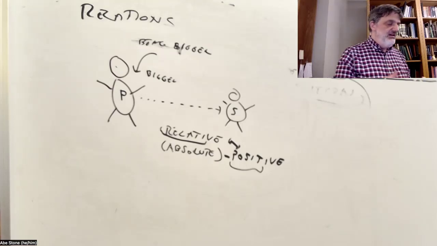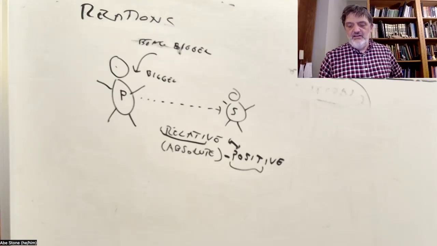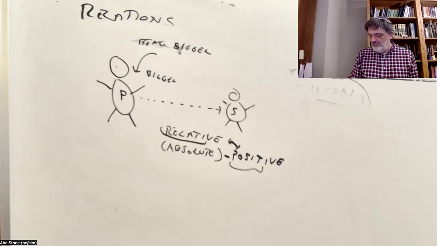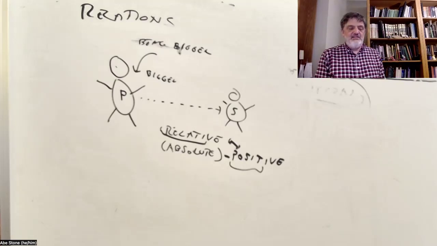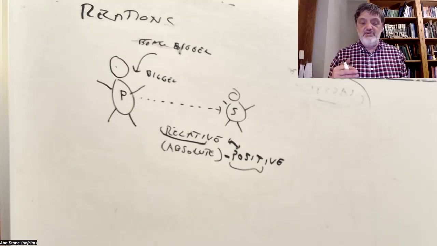That is, Locke says, and Locke's not the only one to say this, that we have ideas that seem to us to be positive, but when you think about them more carefully, you'll see that there's a tacit, that is silent, relation involved in them. There's a relation we're not mentioning. So Locke gives two types of examples of this.